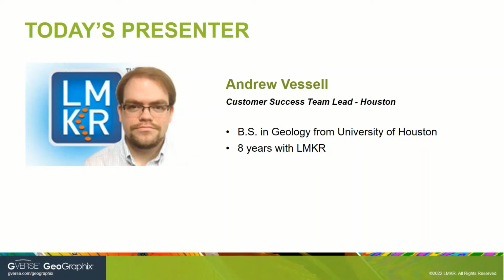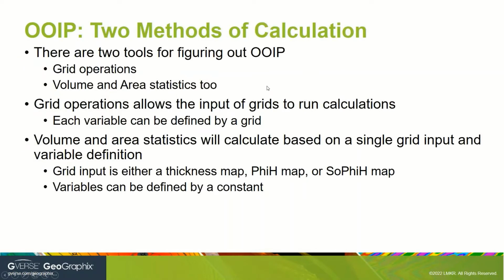Today we're going to be going through the methods of calculating your OOIP and OGIP through GeoAtlas. There are two methods of doing that, and we're going to run through both of them. Like I said, the two methods of calculation we're going to be looking at: one is run through grid operations, the other through the volume and area statistic tool.